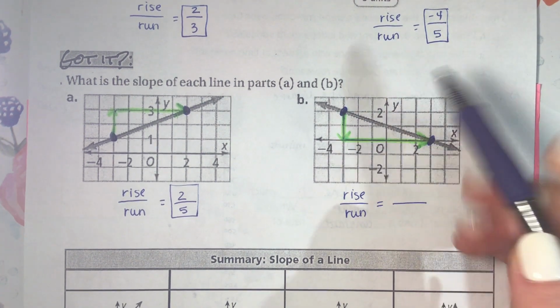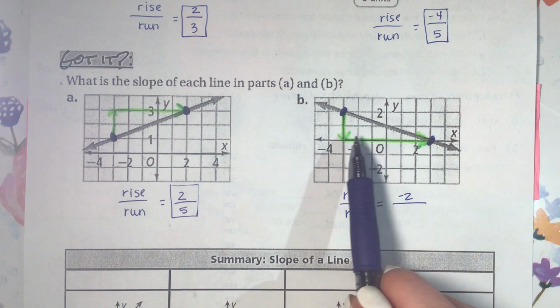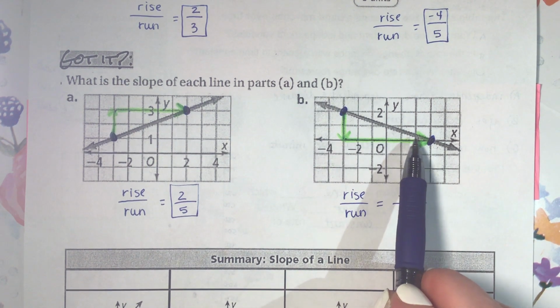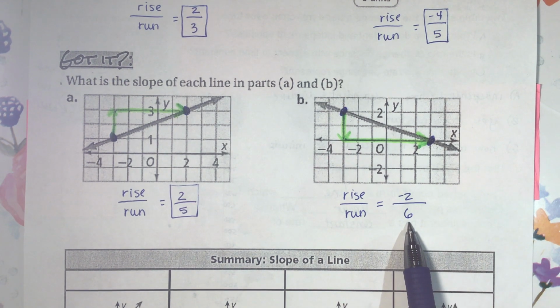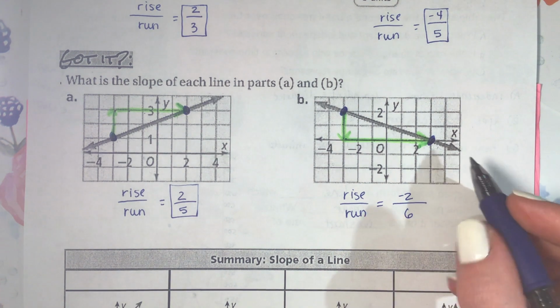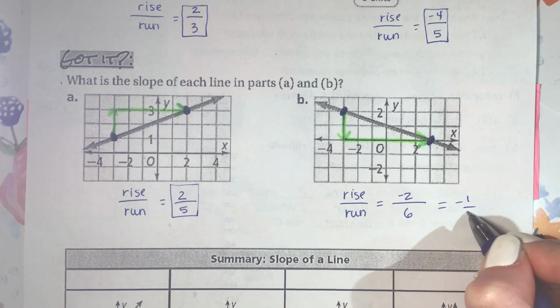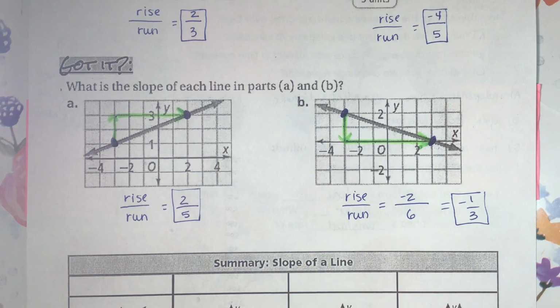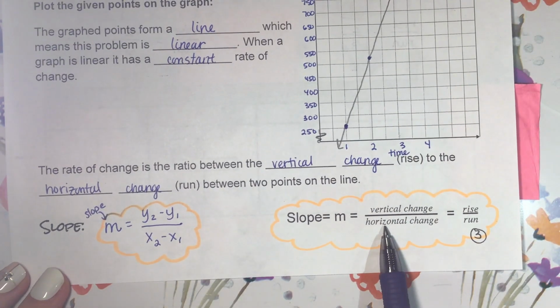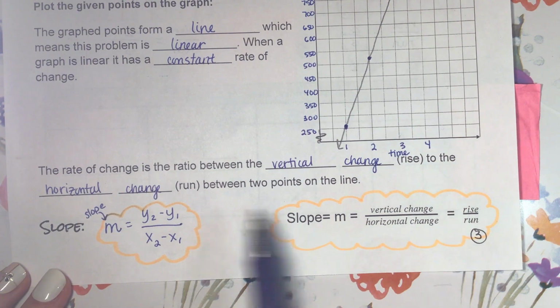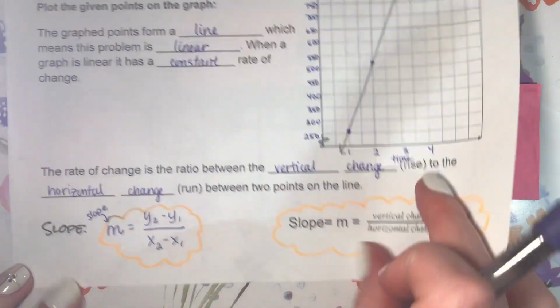Rise, we're going down 2, so that's -2. And then run, I go 1, 2, 3, 4, 5, 6 over. So this is -2 over 6. But something with slope that you should be mindful of: if you can reduce it, then you should reduce it. So this is actually going to be -1/3 for my final answer. So remember, slope is the vertical change over the horizontal change, or rise over run. We're going to be looking at that equation more tomorrow.